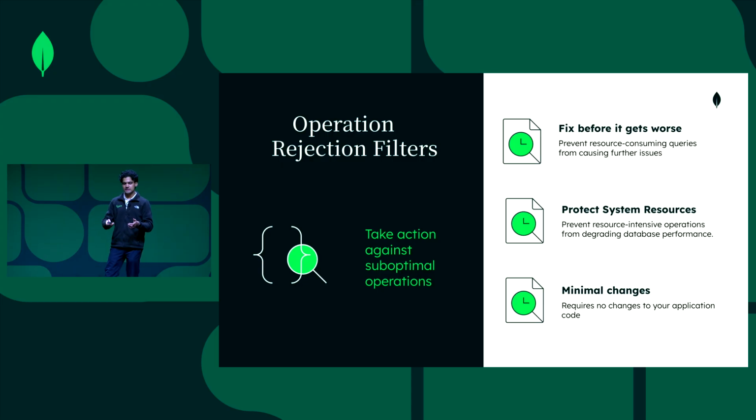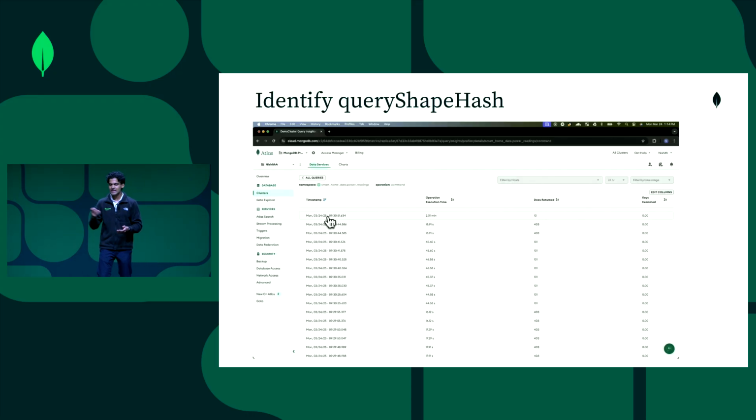So in these situations, you need to contain this chaos immediately, right? You don't have the ability to, for example, push a hotfix or immediately fix these things, right? You need to stop this bleeding as soon as possible. And that's where things like operation rejection filters come in. It's like your emergency lever for when things are going wrong. So let's see how we can do that.